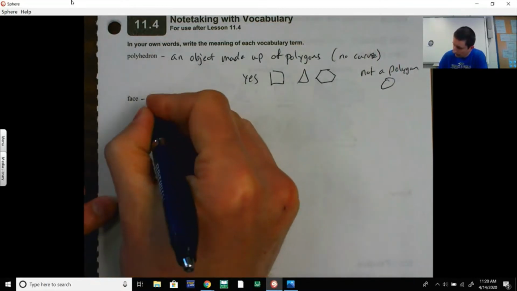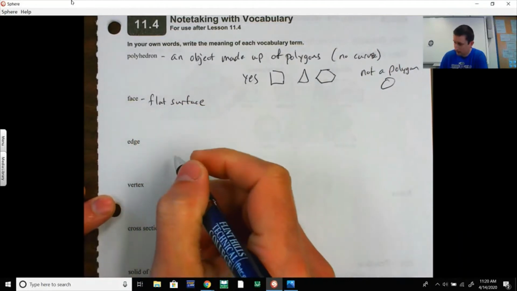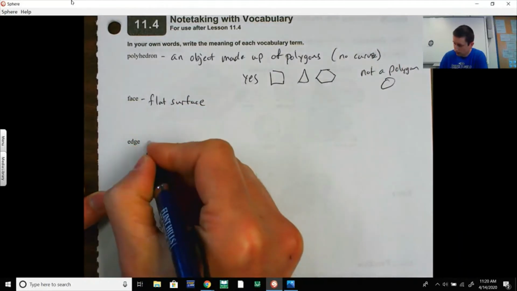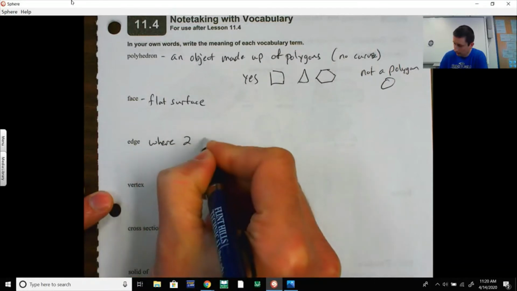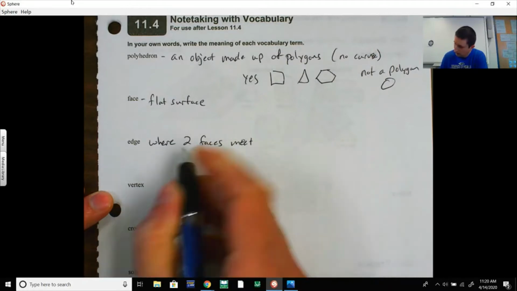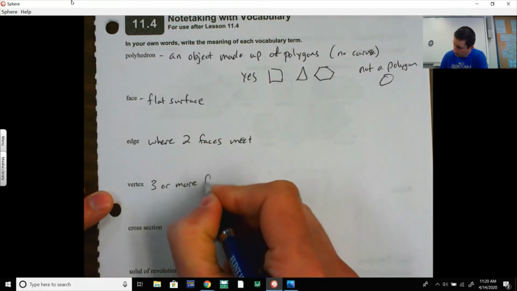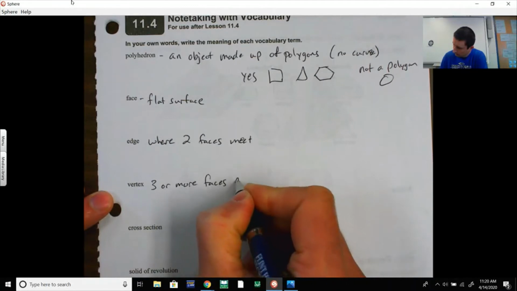The face is a flat surface. The edge is where two faces meet. And a vertex is where three or more faces meet. They're going to be your points.